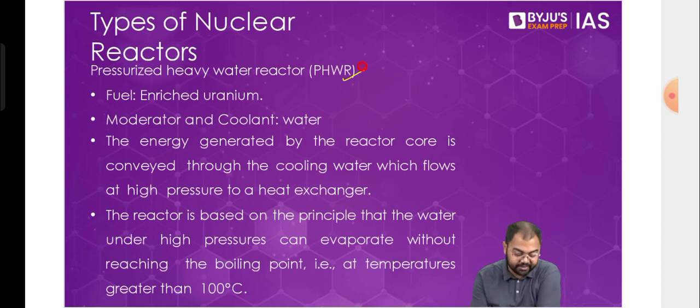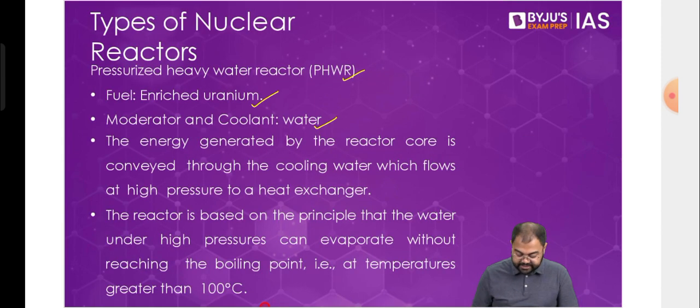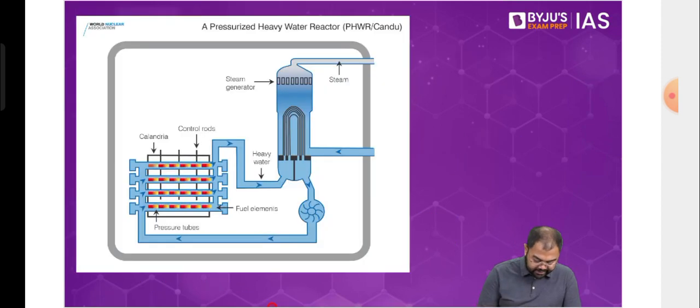So in case of pressurized heavy water reactor, we have enriched uranium that we use as a fuel, and the moderator and the coolant will be water, and specifically it will be heavy water. Now just understand what exactly we are doing in this particular scenario. So what we basically see is that when we are using high pressure, so just look at this, you'll get a better understanding of what's happening.